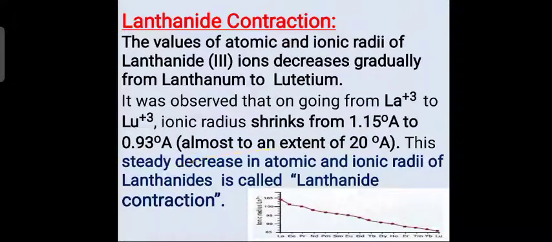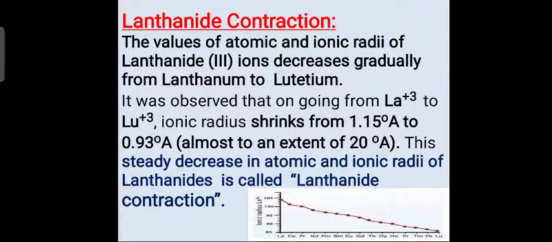Next slide. Lanthanide contraction. Now in this part we are going to study what lanthanide contraction is and what the reasons for lanthanide contraction are. The values of atomic and ionic radii of lanthanide 3+ ions decrease gradually from lanthanum to lutetium. Atomic and ionic radii of all lanthanide series elements decrease from lanthanum to lutetium.